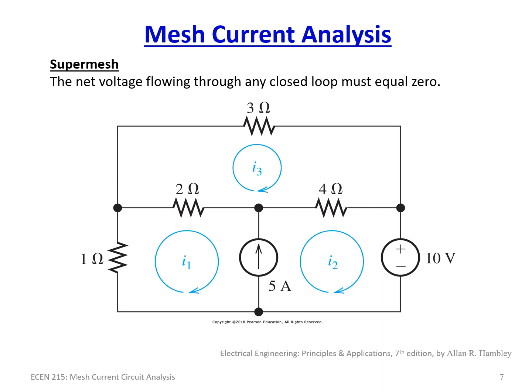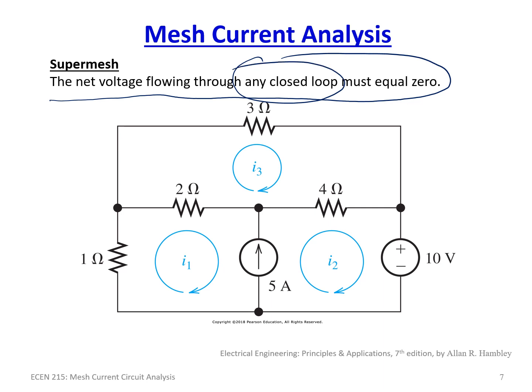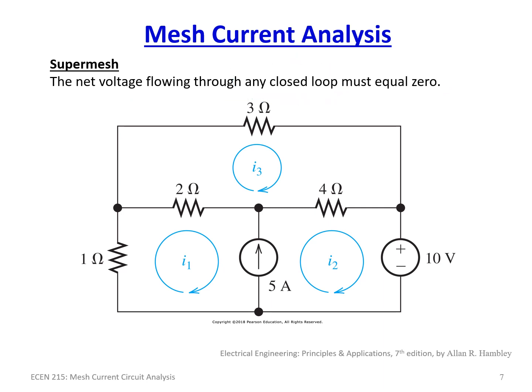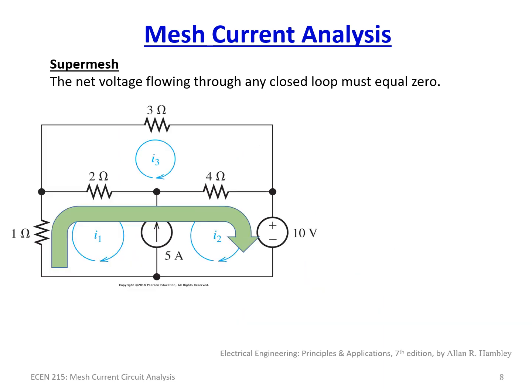But to make it simple, we can combine this and create this thing called a super mesh. Because remember, KVL is the net voltage flowing through any closed loop must equal 0. So the emphasis is any closed loop. So what if we did a loop, say, around all of this? If we considered that closed loop must equal 0. So we're going to do exactly that.